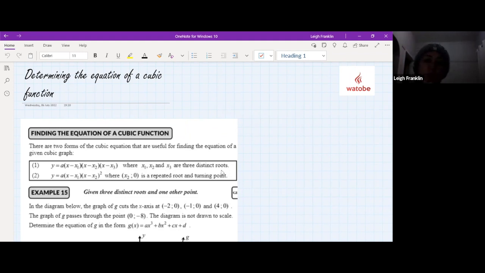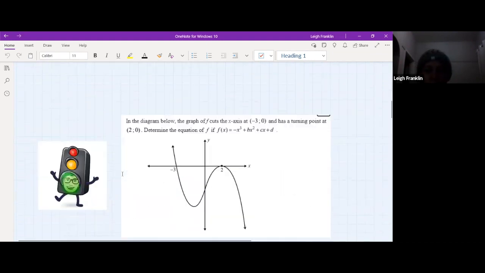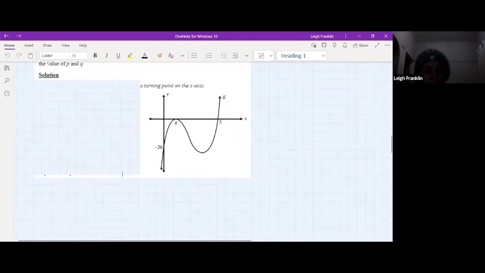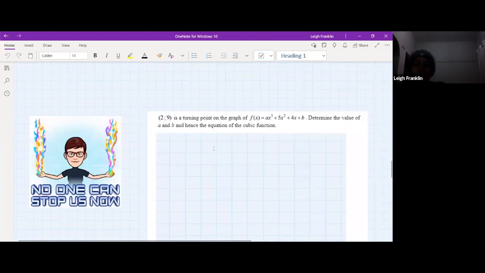They ask us to determine the equation of the cubic function, it's not a question just like that. It's never just find the equation of the cubic function, although it could be. Normally what they do is give you an equation and then there will be pieces missing. So for example, like this one.